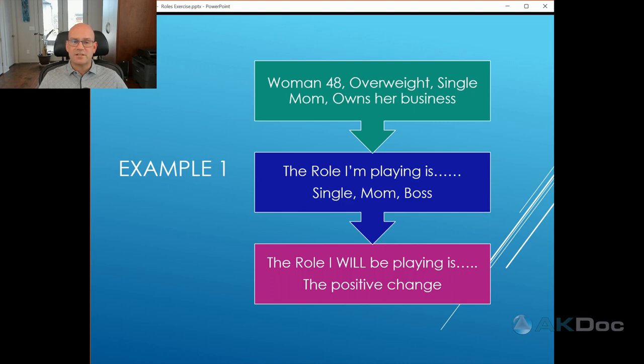So what this does is, let's say she presents and she's got a lot going on in her life and she's overstressed. So the role I'm playing is a single person. So that's a personal issue. Then she's got her mom, that she's a single mom, and then she's got that she's a boss. And the reason we want to separate these roles and write from emotion is because of this simple example.